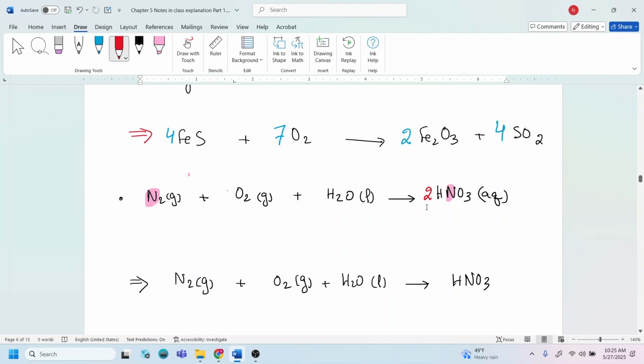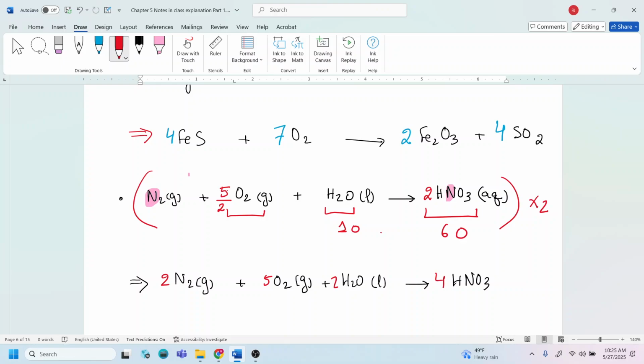So the oxygens that I have in my product are 6 oxygens, I'm sorry, not hydrogens. So this is 6 oxygens here. Water contains 1 oxygen, right? So I need 5 for this one here. I cannot put 5 like this because this is 10, so I need half of the 10. I'm going to get rid of the denominator by simply multiplying by 2. And my answer is going to be 2 nitrogens, 5 oxygens, 2 water, and then 4 nitric acid.